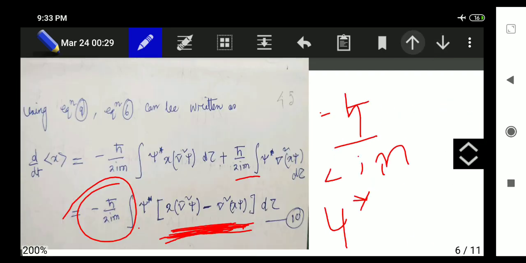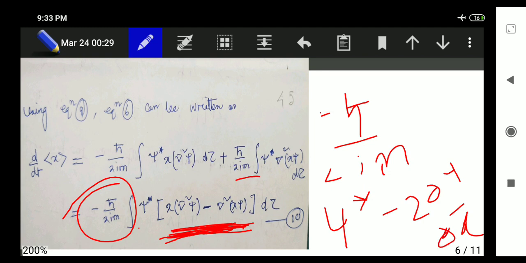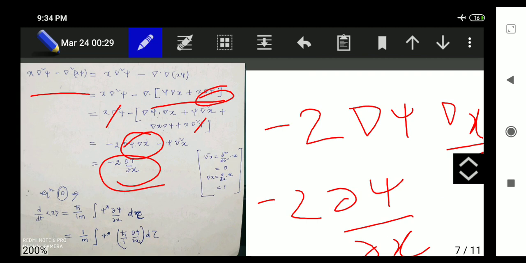Minus 2 del psi del x. So you are putting minus 2 del psi del x, and you have d/dx. Okay, so this 2 will come out, this 2 and this 2 will go, minus minus will become plus, finally you will get this thing.